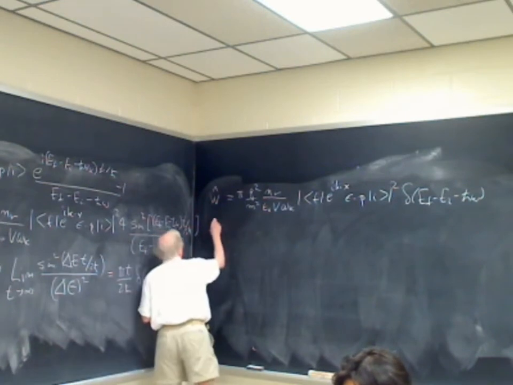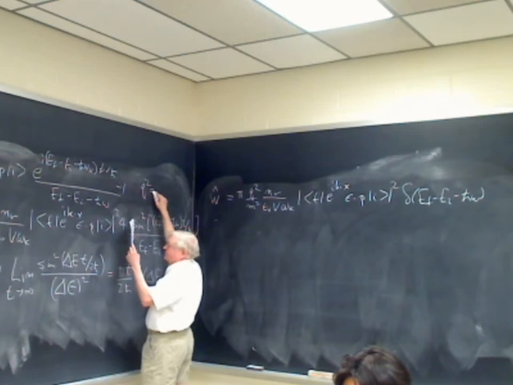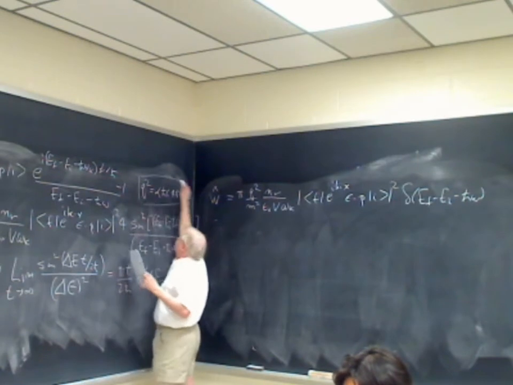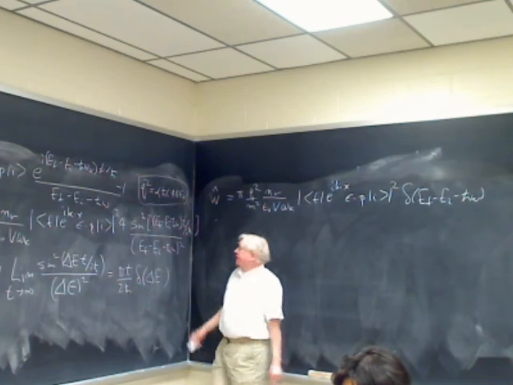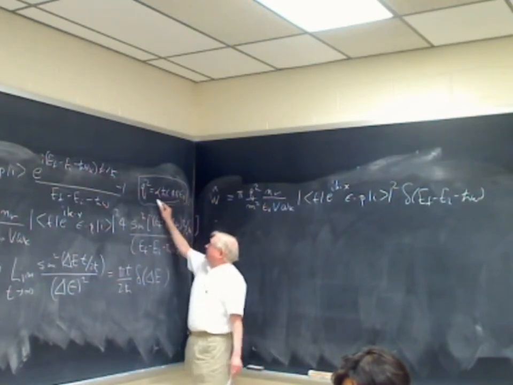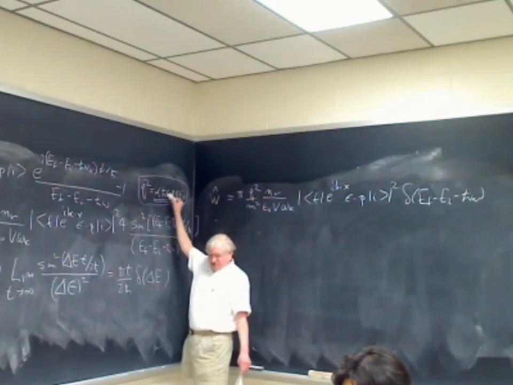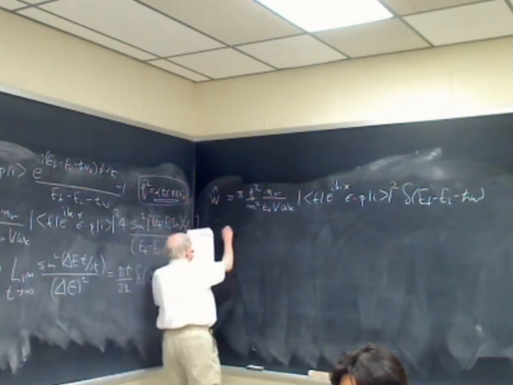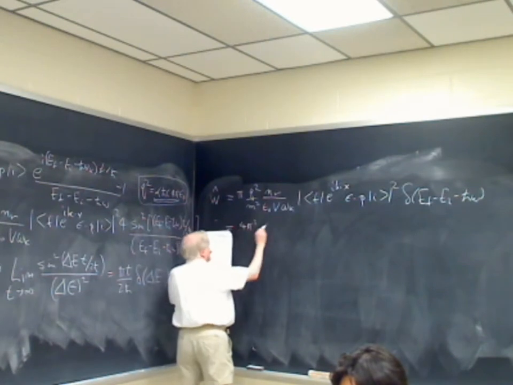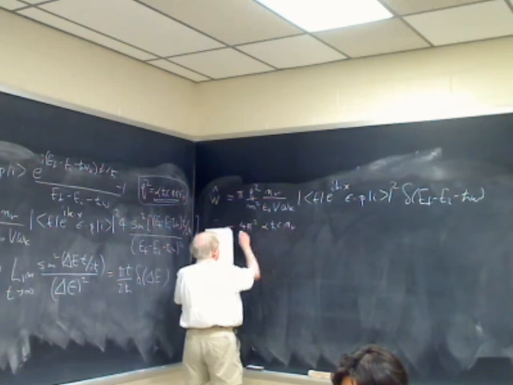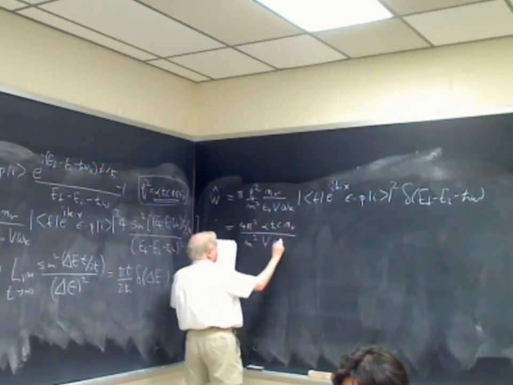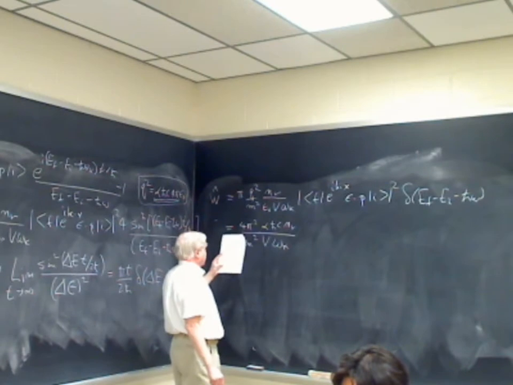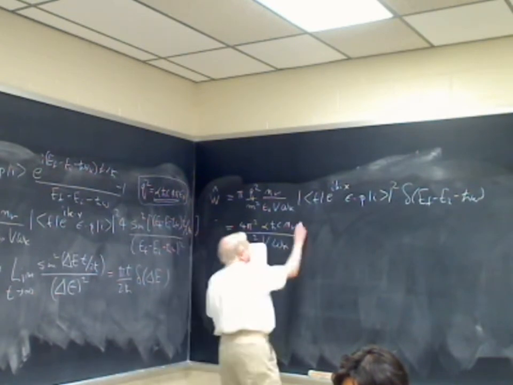Then remember that Q squared is equal to alpha h bar c 4 pi epsilon 0. This is sort of a way to translate from SI units into things that are either completely standard or dimensionless. And that means that what we get here is 4 pi squared alpha h bar c n_r over m squared V omega_k, and then the matrix element squared.